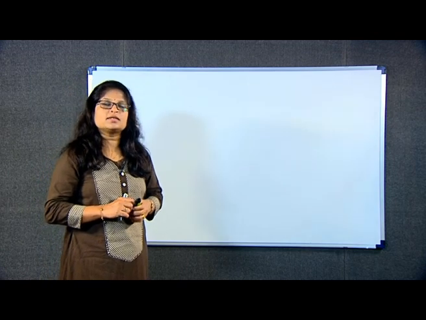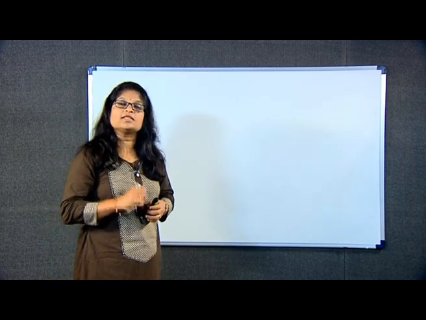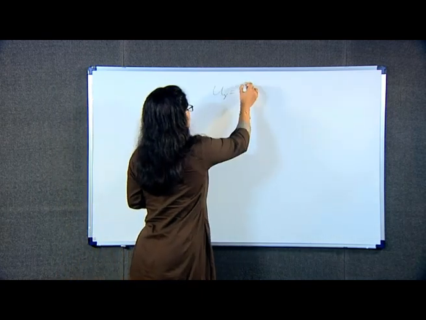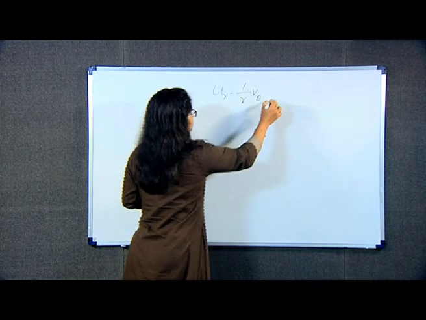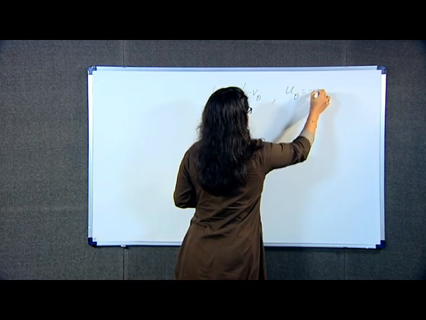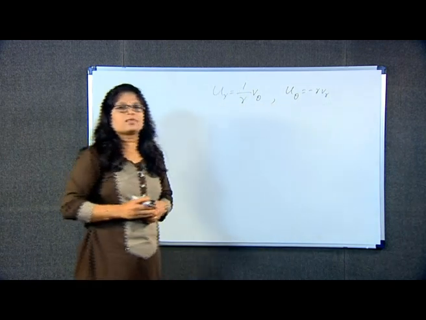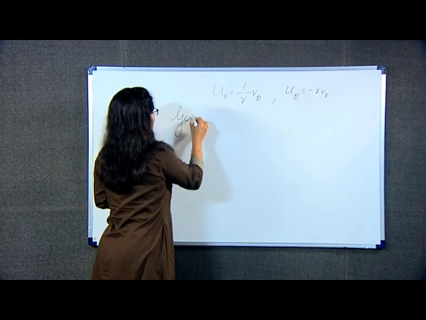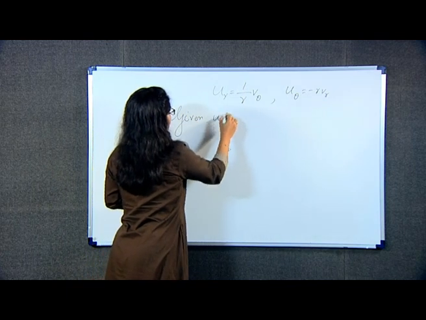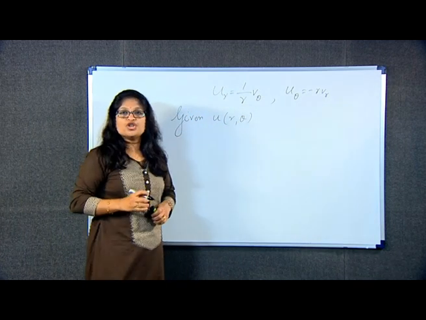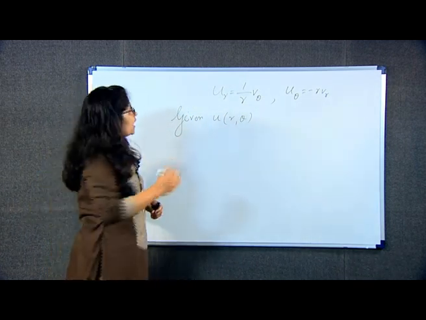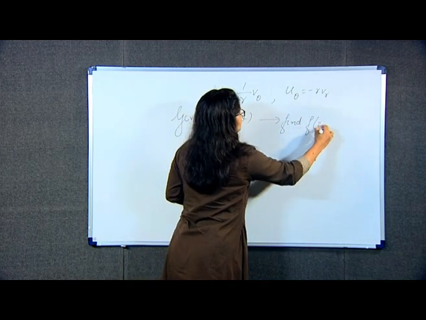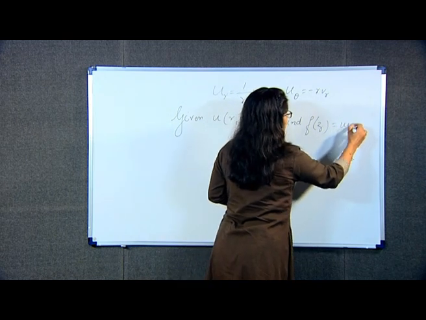Do you remember the CR equations in polar form which we discussed in the earlier session? The CR equations were u_r equal to 1 by r v_theta, and u_theta equal to minus r into v_r. Now suppose I give you a function u in terms of the variables r and theta, and I ask you to find f of z such that u plus iv is analytic.